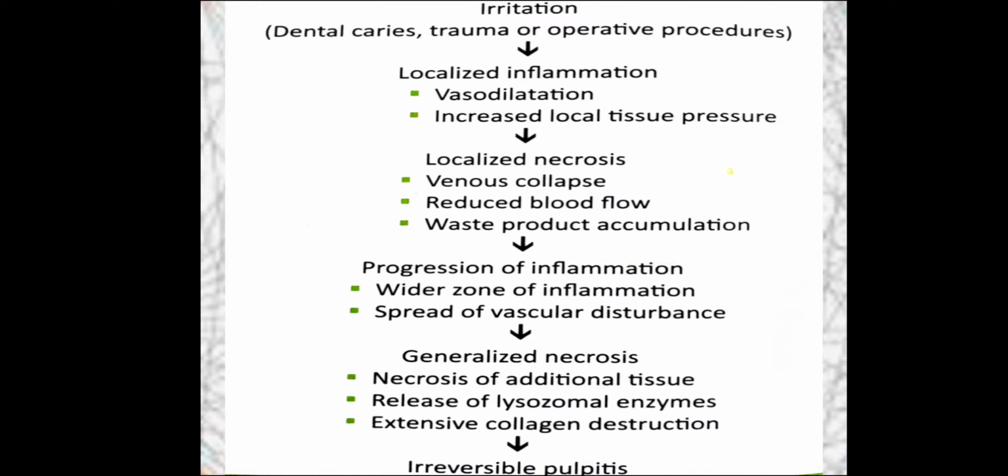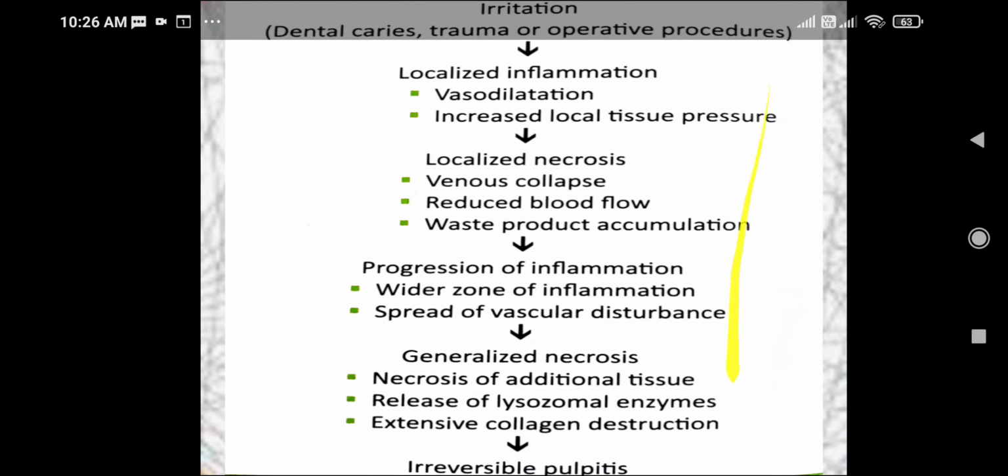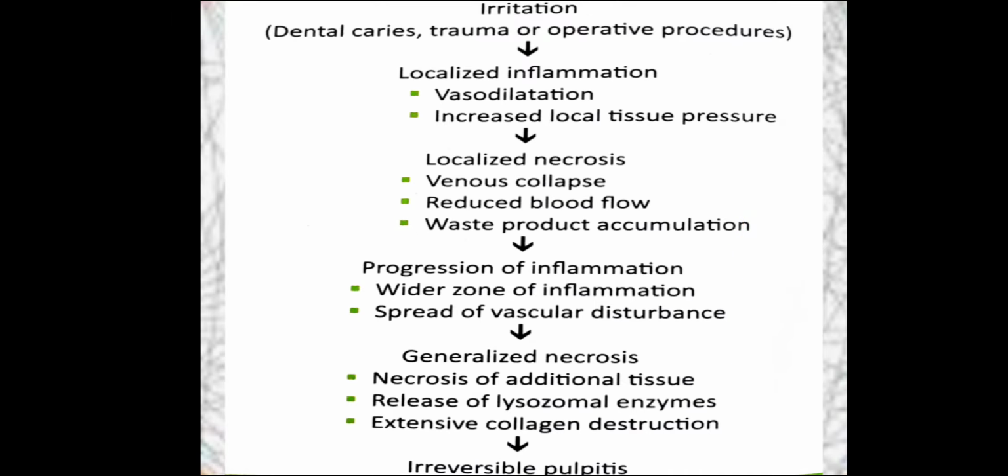Hence, a wider zone of inflammation is seen and spread of vascular disturbance is also seen. Now, generalized necrosis happens. That means necrosis of additional tissue is seen. Also, there would be release of lysosomal enzymes, which would result in excessive collagen destruction. This in turn would result in irreversible pulpitis. So, this is also a sequela of irreversible pulpitis.